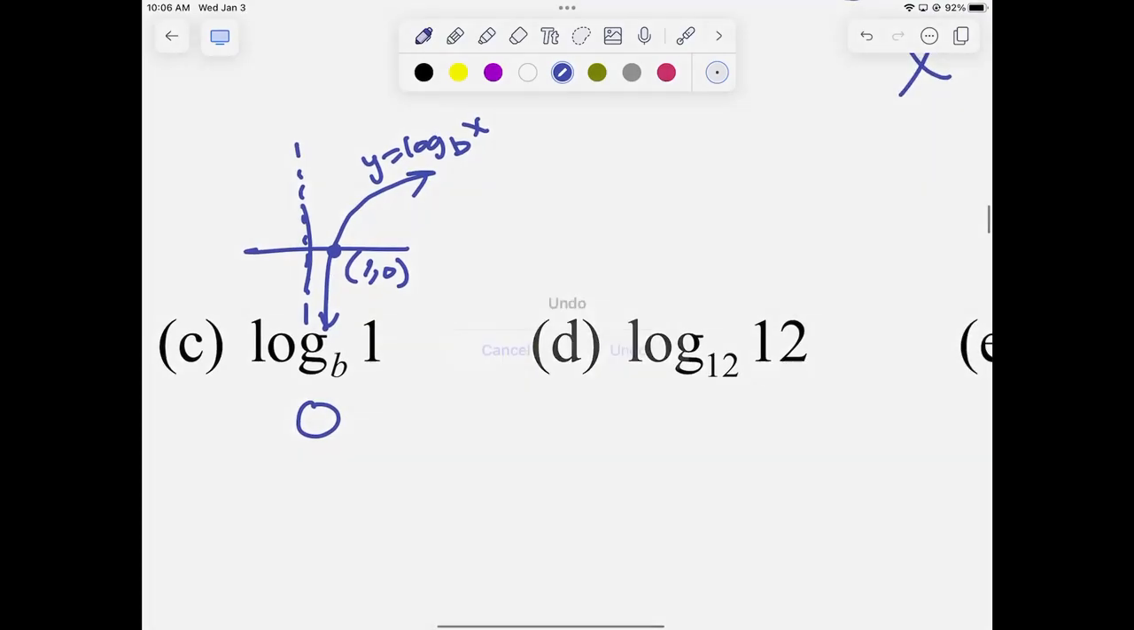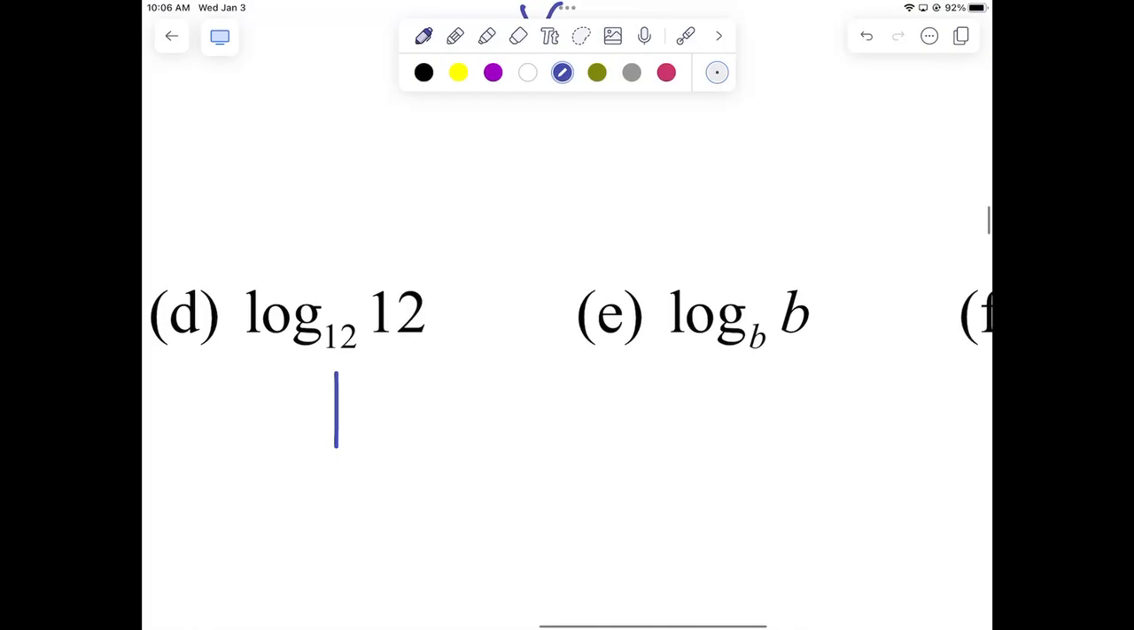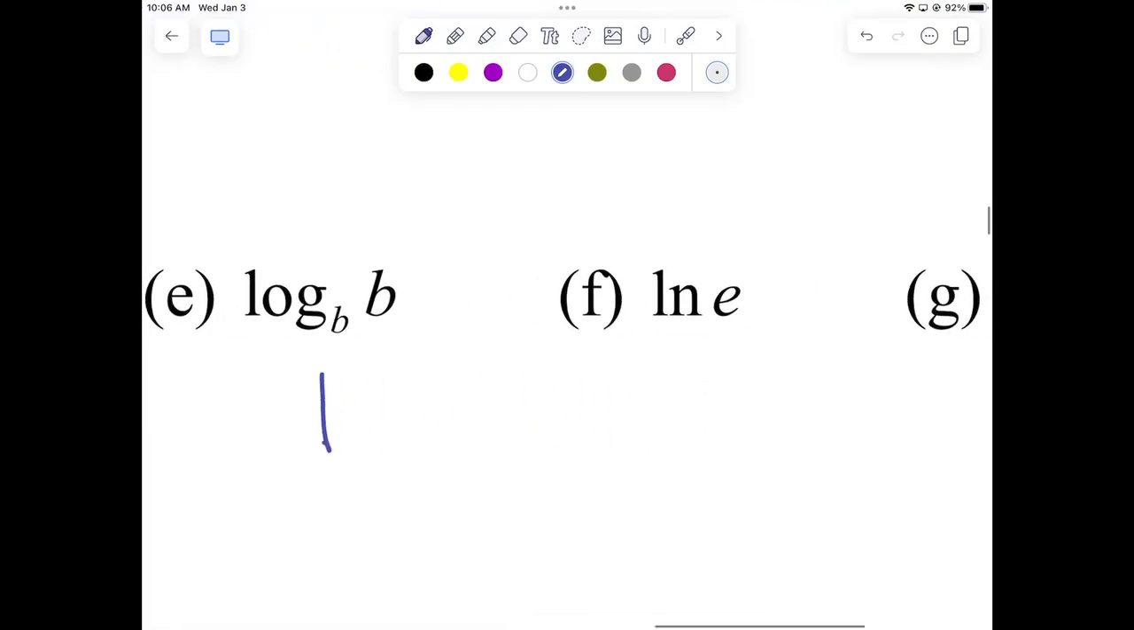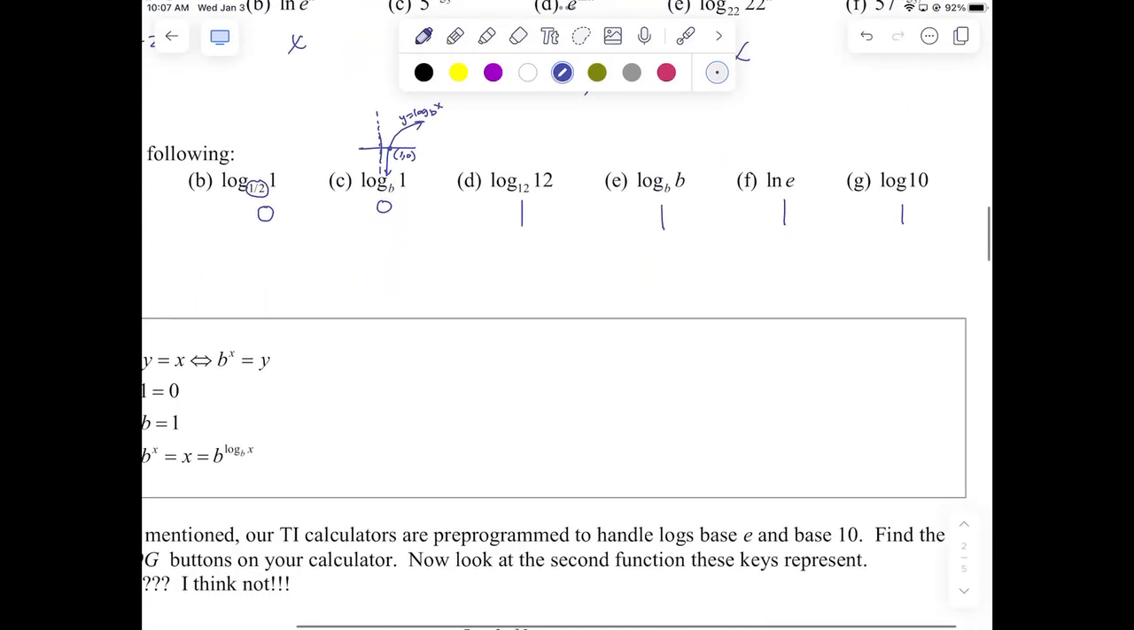All right. What's log base 12 of 12? 1. Good. What's log base b of b? 1. Excellent. What's the natural log of e? 1, because that's log base e of e. All right. What is log of 10? 1. All right, so here's the summary.